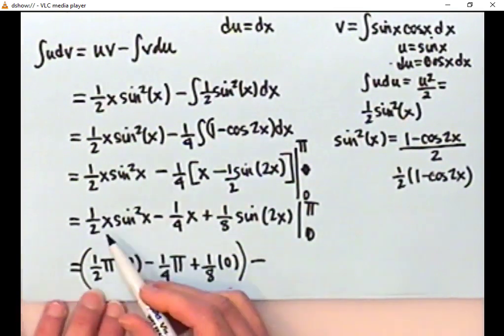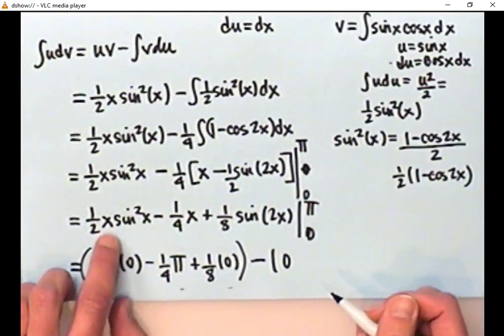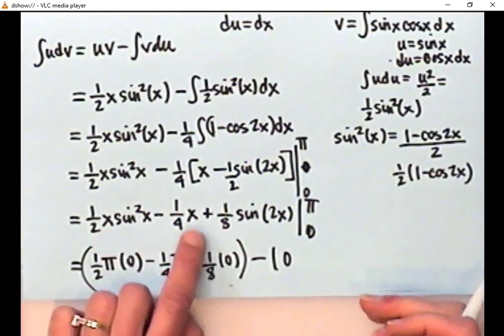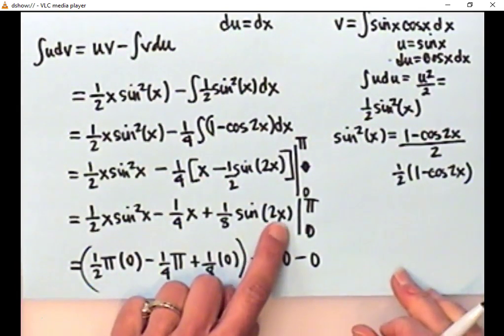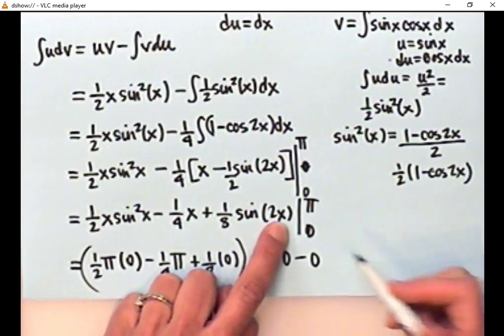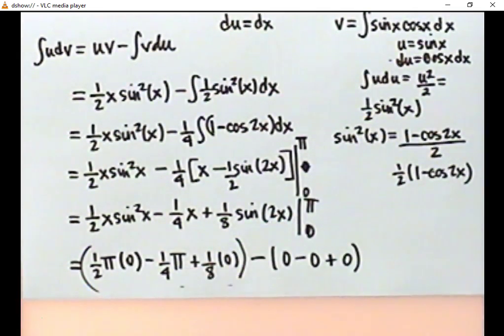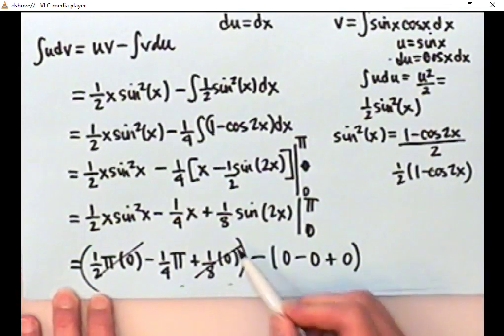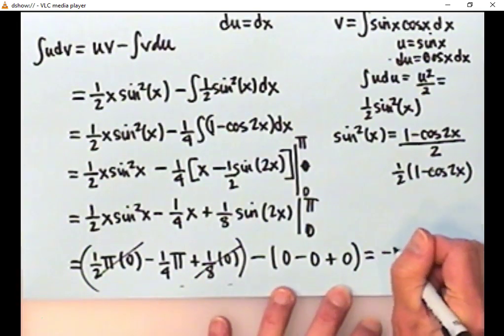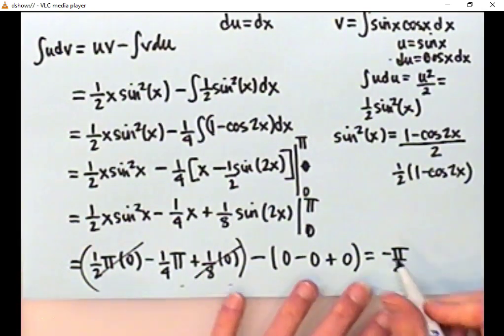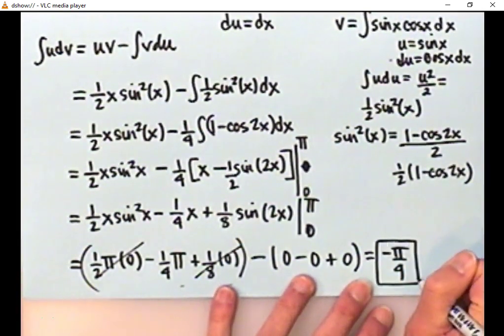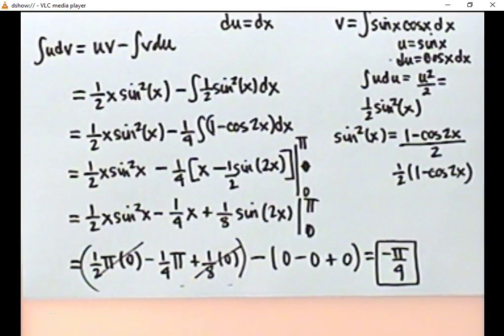And when I plug in 0 here, I'm going to get 0, right? Because 1/2 x at 0 is 0. This is 0. 1/4 times 0 is 0. And the sine at 0 is 0. So all of those should be 0. Is there anything that's not 0 here? Yeah, I think that's it. That was the only thing, the negative pi over 4. Or 1/4 pi, however you want to write it. So after all the work, that is my final answer.